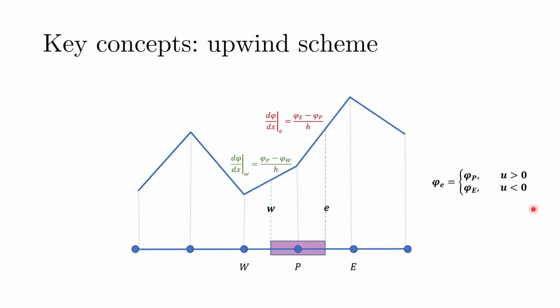Similarly, when the flow is from right to left, that is, the magnitude of u is less than 0, then the value of phi at small e simply takes the value of phi at capital E.